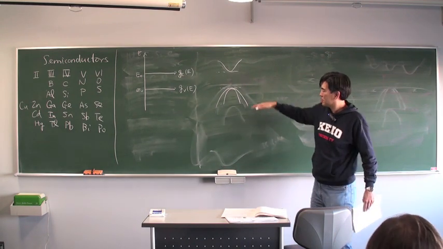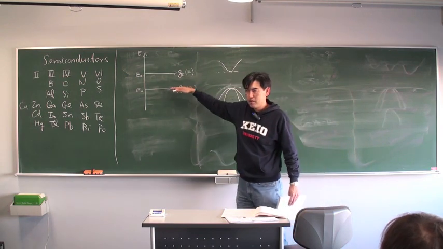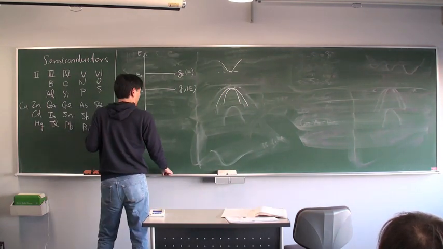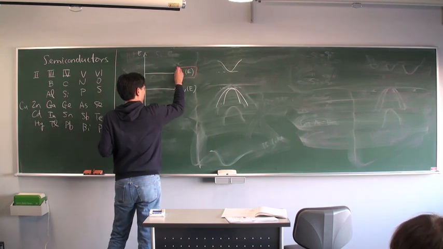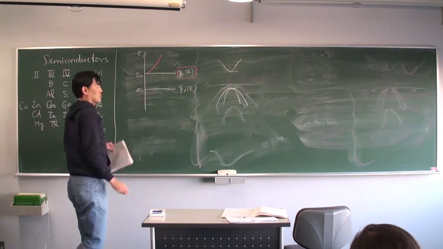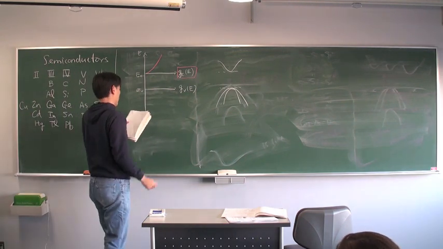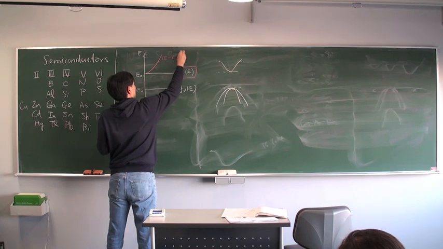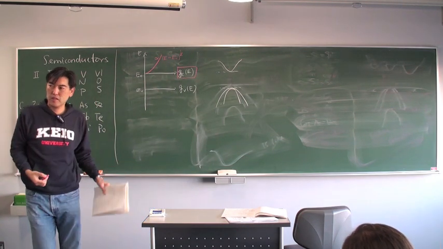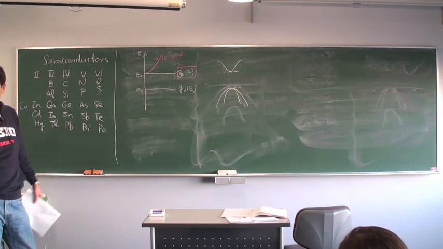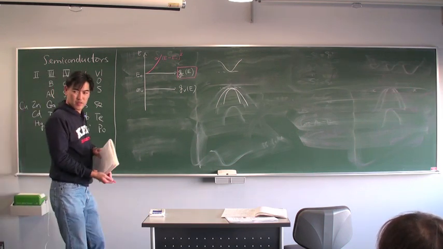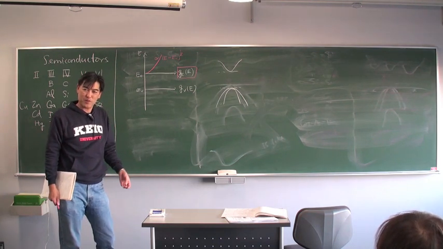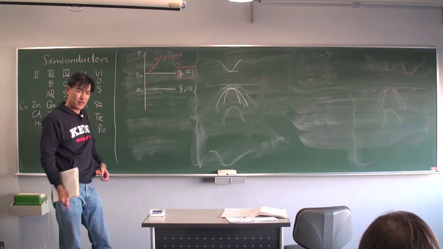Right? The valence band top is EV. The conduction band minimum is EC. Okay? Now I'm going to say G, the density of states for electrons, is simply proportional to E minus EC to the 1/2. Remember? Square root of energy. You've seen this before, so many months ago, days ago, whatever.